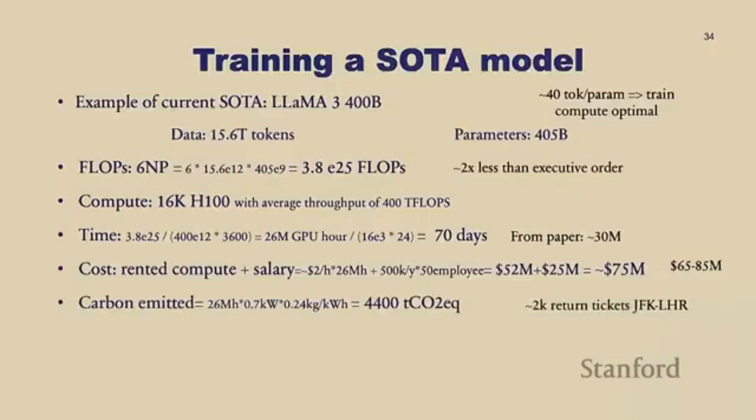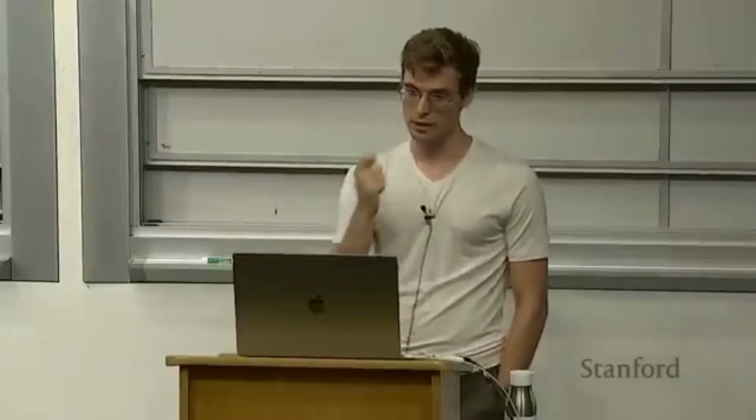Carbon emitted. A lot of people might ask, the cost is not the only thing that is important. So I did the computation. It's around 4,000 tons of CO2 equivalent. That is actually only 2,000 return tickets from JFK to London. So right now, carbon emitted is huge, but it's not meaningful yet. I think in maybe GPT-6, GPT-7, once you multiply this by 100, that might become a real issue. Right now, it's still not, I think, an issue in the grand scheme of things.